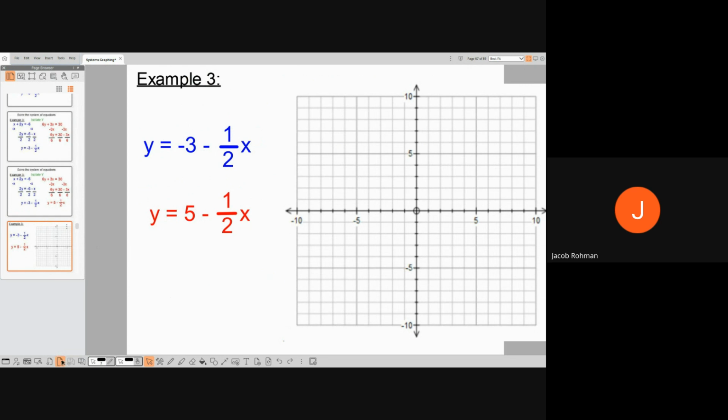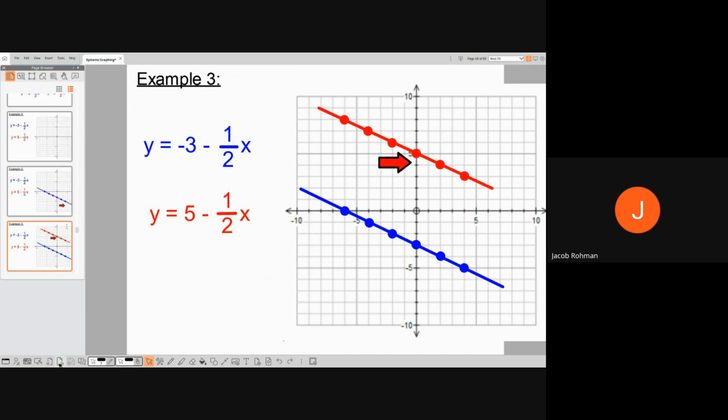So let's go ahead and graph the blue one first. And we're going to start that at -3 on the y-axis because that's our y-intercept. And the -1/2 slope means you go down 1 to the right 2, down 1 to the right 2, and so on and so forth. And then the red equation is going to have a positive 5 y-intercept and a -1/2 slope. So go down 1 to the right 2, down 1 to the right 2.